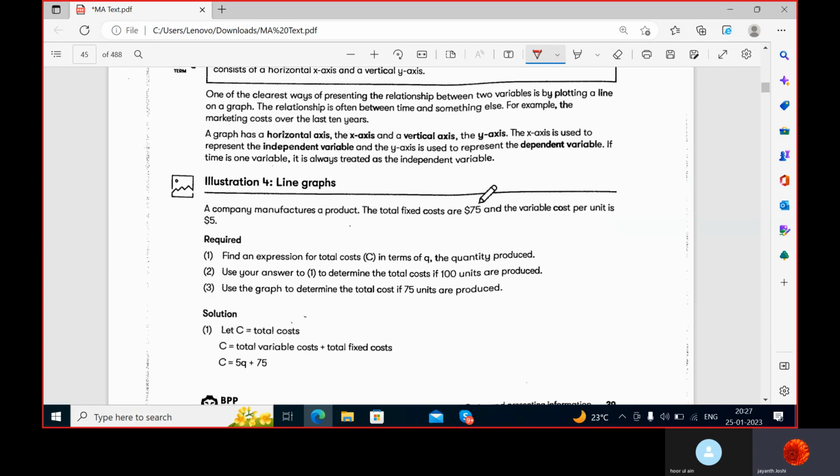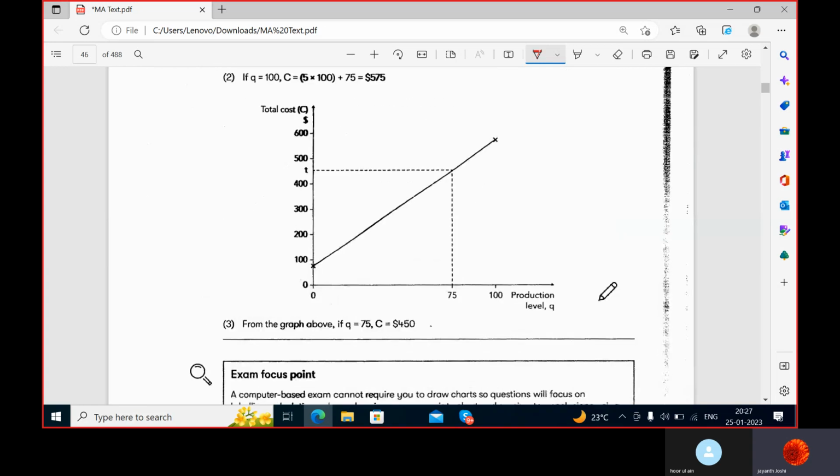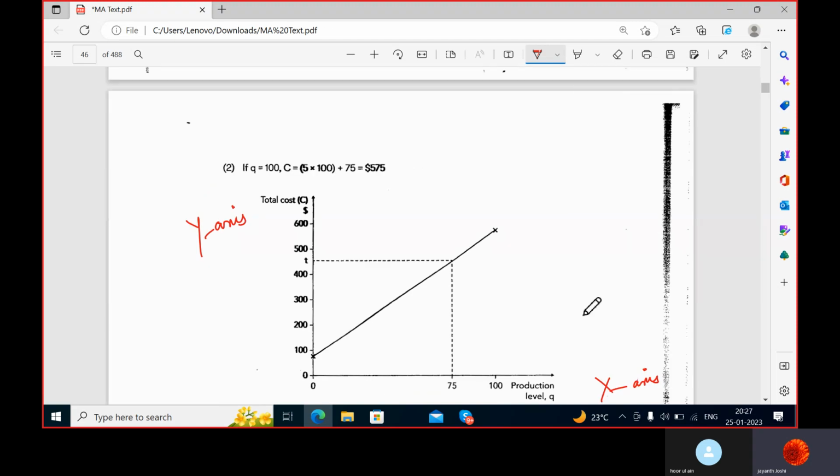Always when you make a graph, there are two things to understand. This is the x-axis. This is the y-axis. Correct? So yeah, the x-axis and y-axis are what you have seen. And a line equation is like y is equal to mx plus c. Correct? m is the slope. c is the y-intercept. Correct? Isn't it so?